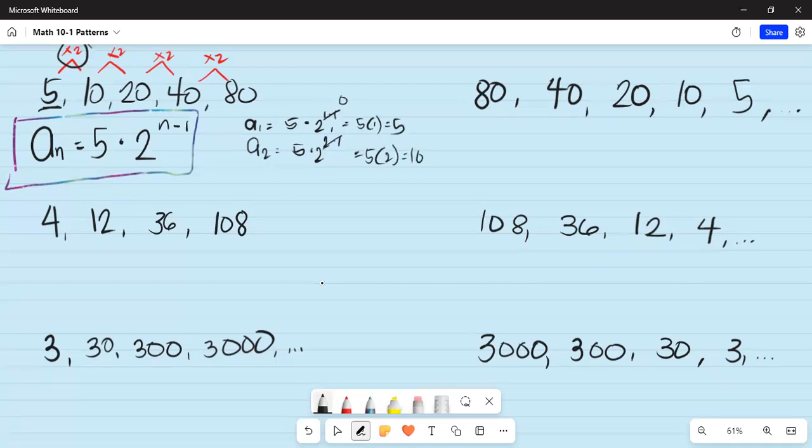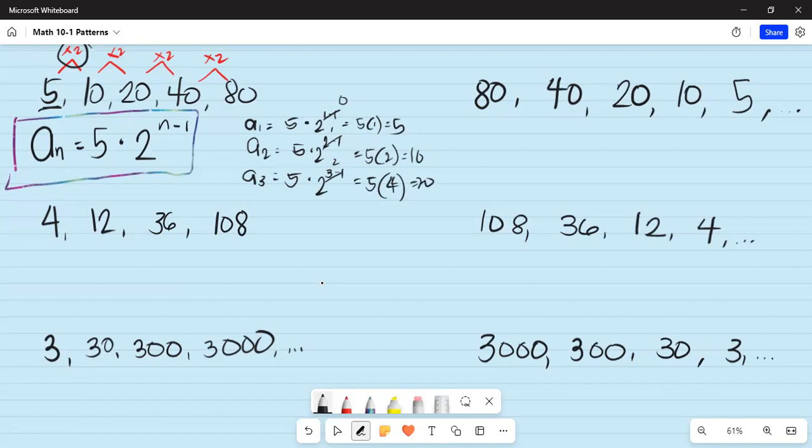And finally, a sub 3 is equal to 5 times 2 raised to 3 minus 1. This is 2. So therefore, that's 5 times 4 is equal to 20. And there we go.